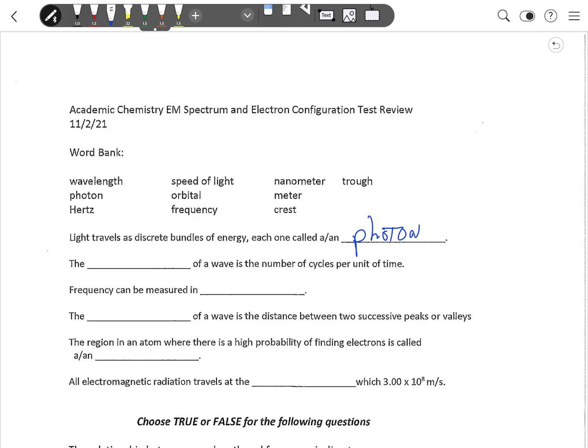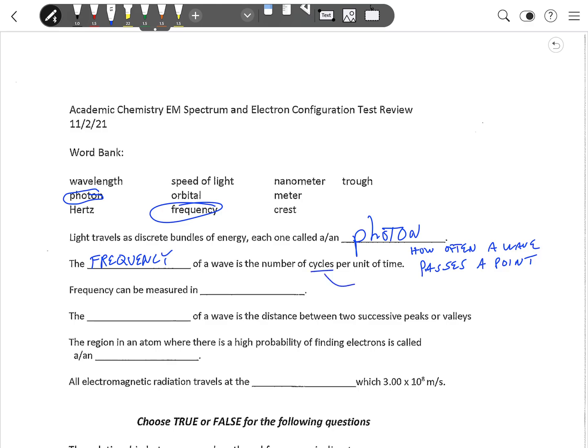They have no mass, but they carry little bits of energy. So there we are for that one. The second one, the blank of a wave is the number of cycles per unit of time, or how often a wave passes a point, and that happens to be frequency. How often it happens, how often a wave passes a point, the number of cycles.